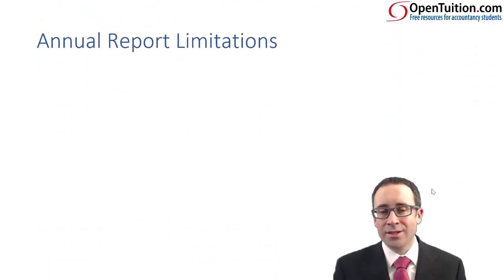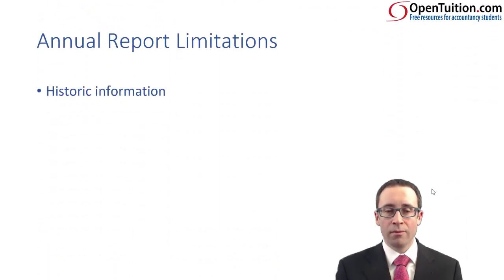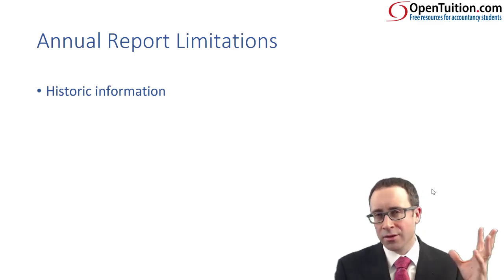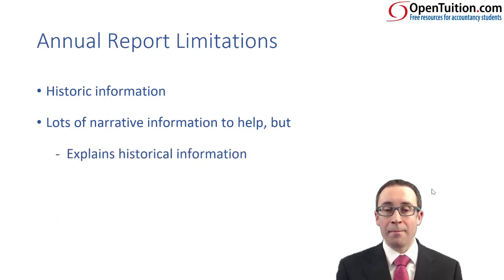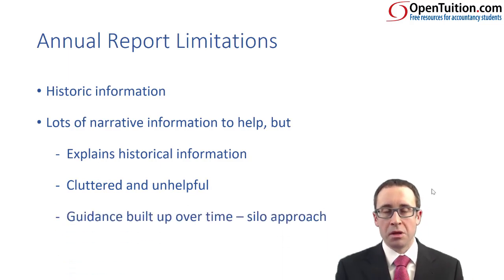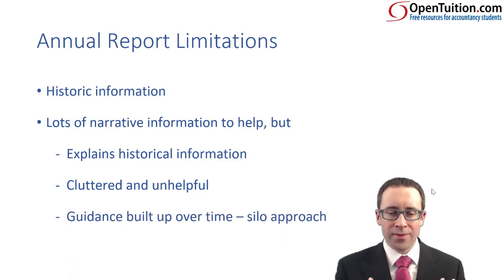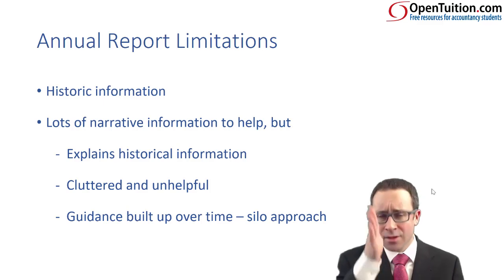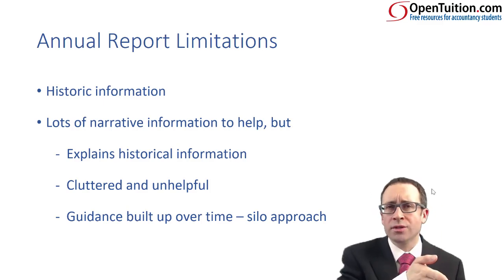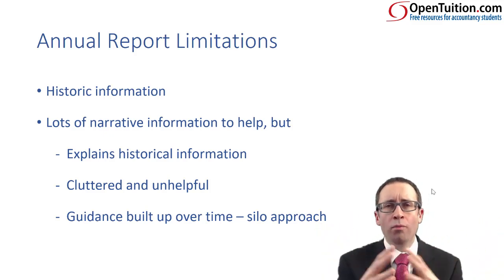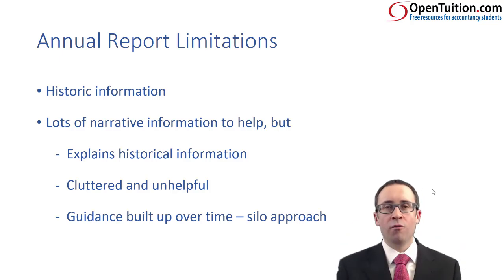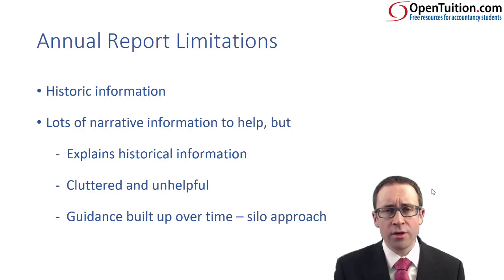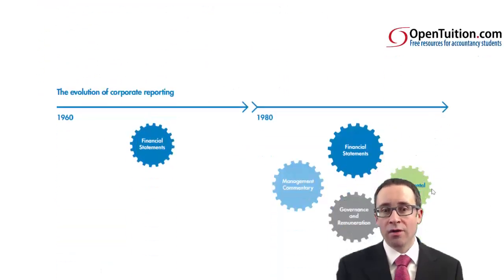So what limitations do we have within the annual report? It's historic, isn't it? It looks at the past. There's nothing forward-looking about it. And there is, as we've said, lots and lots of narrative to help, but that just explains what's happened in the past. It's cluttered, it's unhelpful. And the big issue is, there has been guidance, but it's built up over time. There's very much this silo approach. It's never been all brought together as one to give an overall encompassing view of what the company's done in the past, what the company's doing in the future, and also the financial and non-financial aspects as well.